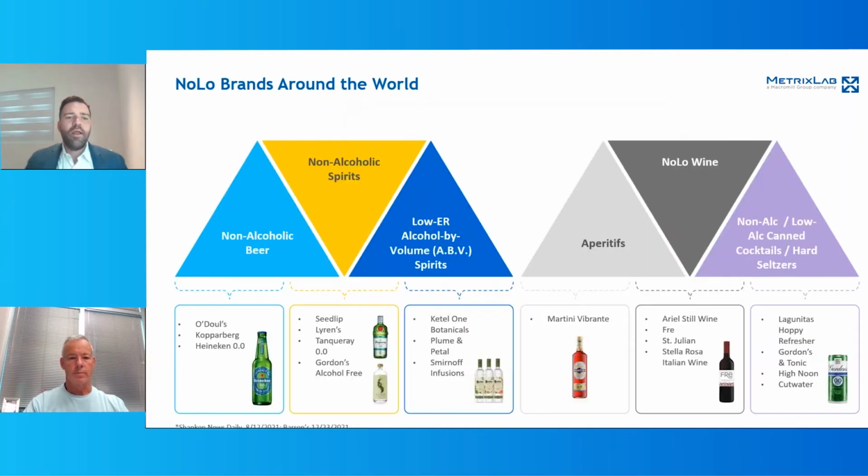So within the non-alcoholic beer space, we have popular brands like O'Doul's, which has been around for decades, Kopparberg, and more recently Heineken 0.0. This is an offering that has quite a bit of marketing support behind it from Heineken. You may have seen some digital advertisements, television advertisements, out of home for Heineken 0.0. It is among the most popular brands within the non-alcoholic beer space.